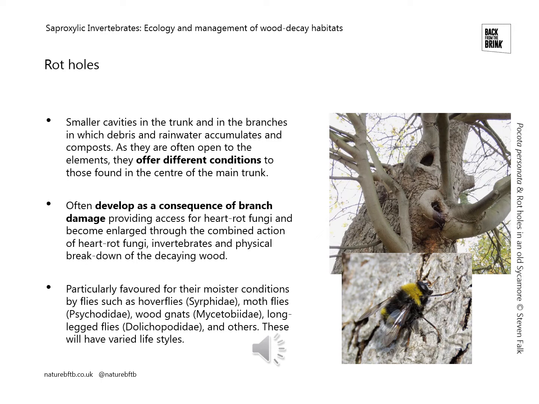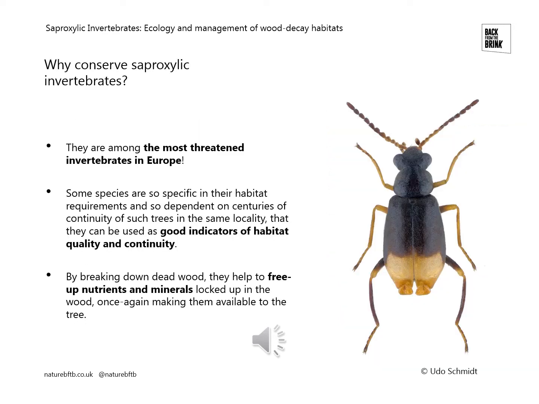And these rot holes develop as a consequence of branch damage, which provides an access point really for heart rot fungi to get into the tree. And then the fungi combined with invertebrates and just a physical breakdown of the decaying wood manage to enlarge these rot holes. So why should we conserve our saproxylic invertebrates?